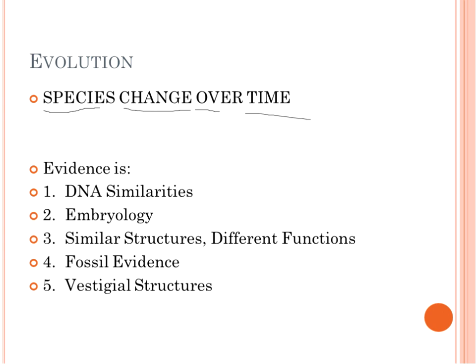It's a theory. And if you know what a theory is, that's something that has been proven and tested thousands of times with evidence that supports it. That's why it's called the theory of evolution. And the evidence is in these five things below. DNA similarities, embryology, similar structures with different functions, fossil evidence, and vestigial structures. All of those are proof that evolution and species do change over time. I will show you the evidence in pictures.